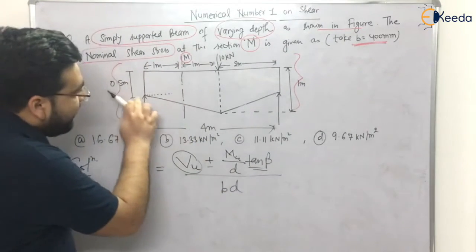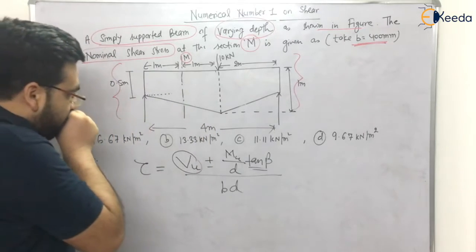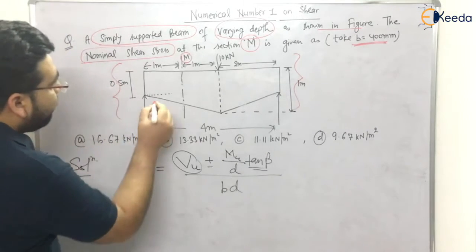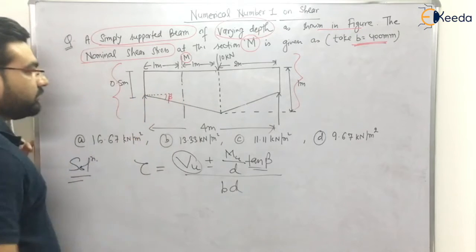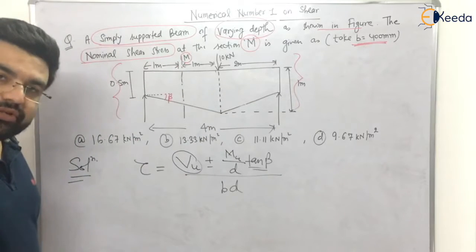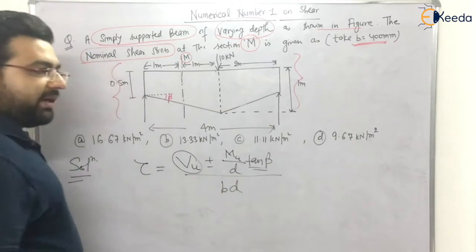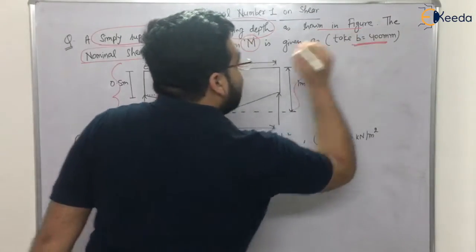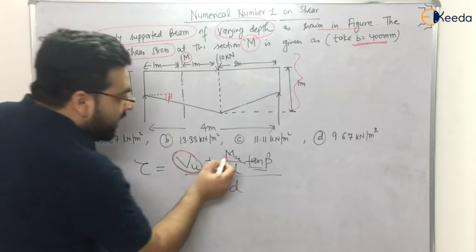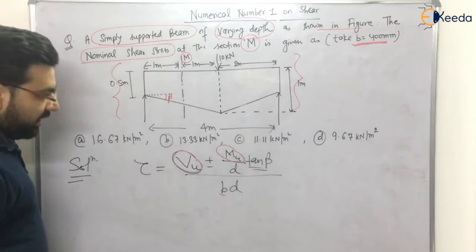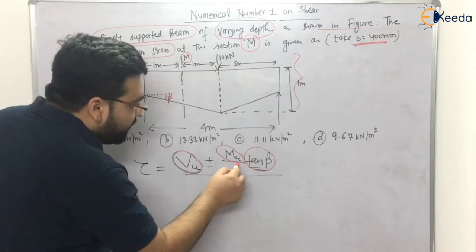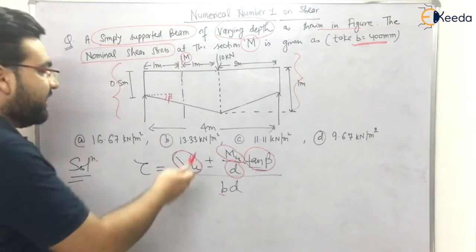Tan beta, where beta is the angle this is making with the horizontal. Can we determine it? Yes. This is the beta angle. D is the effective depth. Can we determine it at this particular section? Yes. B is given to us, that is 400 mm. So the first step would be to determine Vu, the second step Mu, the third step tan beta, and the fourth step D. If we determine these four, then it becomes a cakewalk.